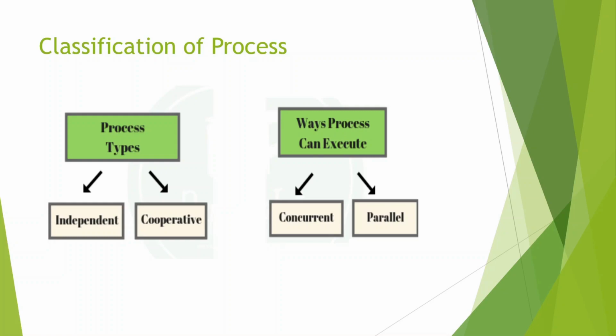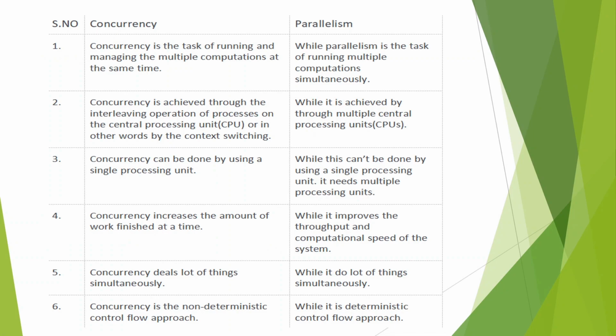So concurrency is the act of managing and running multiple computations at the same time, whereas parallelism is the act of running multiple computations simultaneously. It might seem confusing, but I will try to make it simpler. So here there is a difference between concurrency and parallelism, and I hope it might help in understanding the concept properly. Concurrency is the task of running and managing multiple computations at the same time, and parallelism is the task of running multiple computations simultaneously. There is a difference between at the same time and simultaneously. I will explain it in detail.